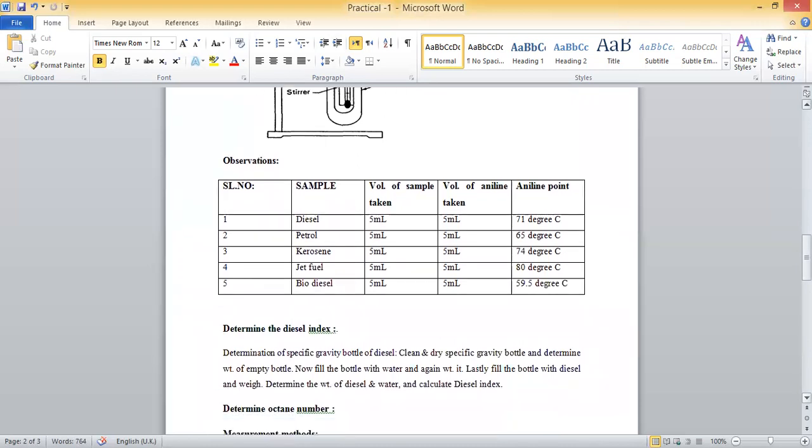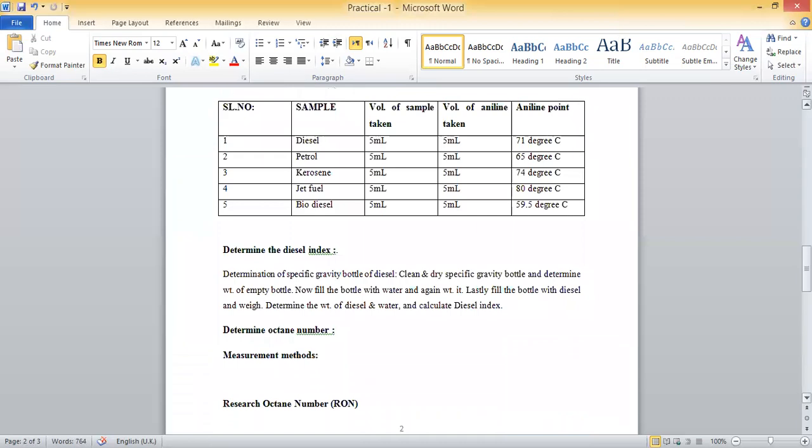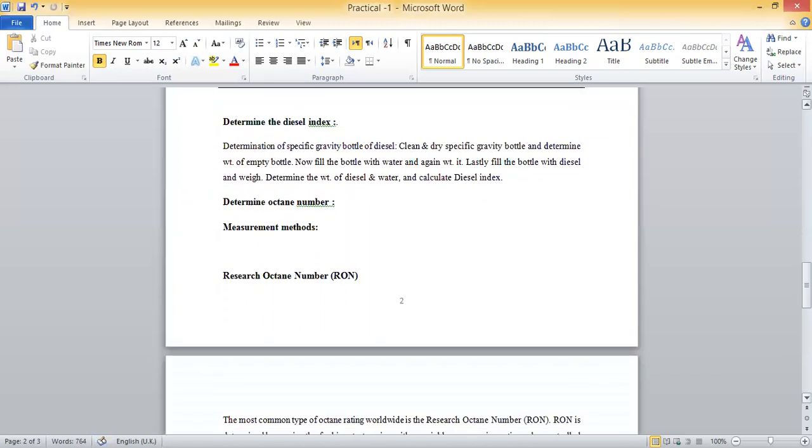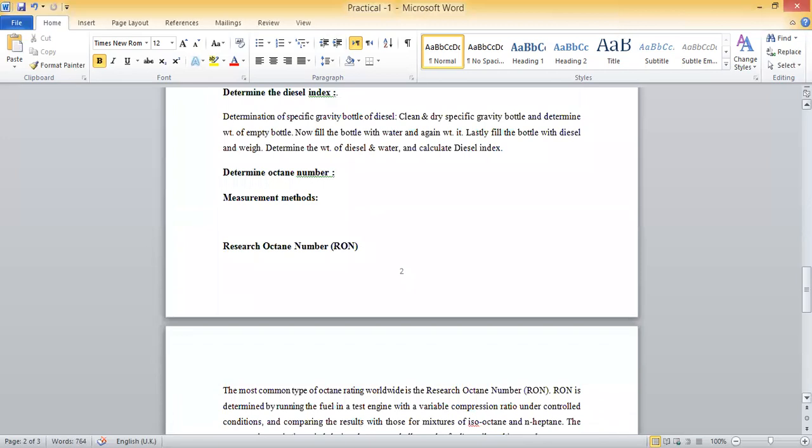Now we'll see how we can determine the diesel index. The determination of the specific gravity of diesel is the main step. We will clean and dry the specific gravity bottle and determine the weight of the empty bottle. Then we will fill the bottle with water and weigh it again. Lastly, we will fill the bottle with diesel and weigh it. In that case, we will determine the weight of diesel and water, and we will also be able to calculate the diesel index.